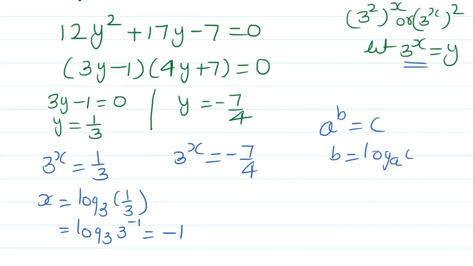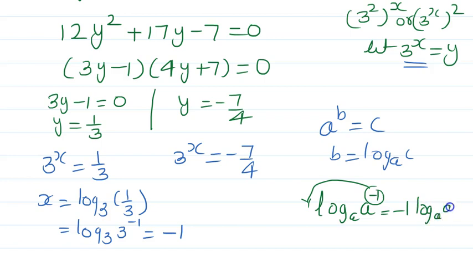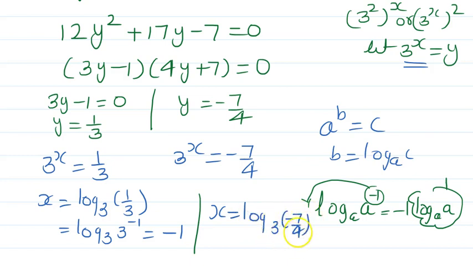Question comes why it will be minus 1. So you know, log base a of a to the power minus 1, this minus 1 comes forward, so minus 1 times log base a of a, and this value is 1, so minus 1 times 1 is minus 1. So this is your answer. Now if you see 3 to the power x equal to minus 7 by 4, so here will be x equal to log base 3 of minus 7 over 4. So here, because it is a negative number, we'll get no solution. Okay, nice and easy.